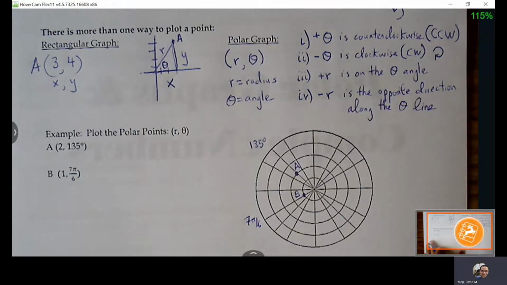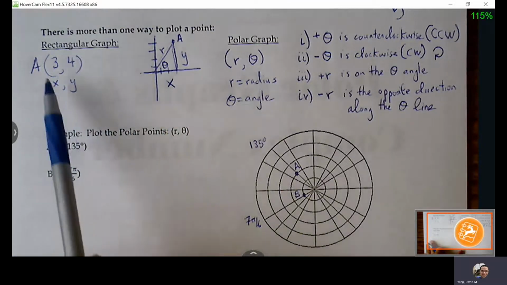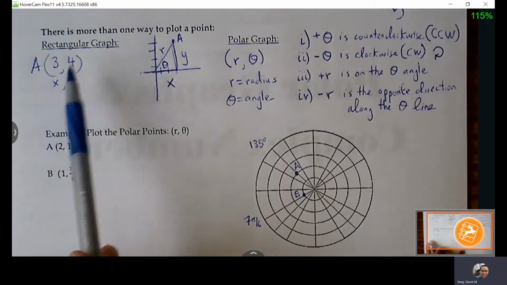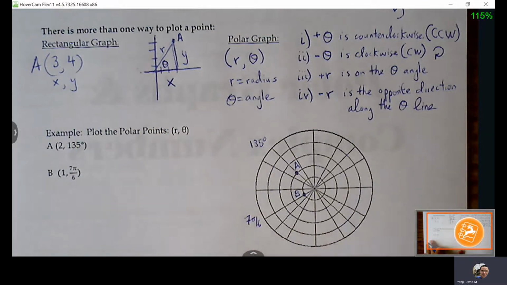All right, so what we're going to discover with polar points is that we're going to have multiple ways of arriving at the same point. It's not quite the case with rectangular graphs, right? Rectangular graphs, there's only one way of getting to a specific point, the X and Y value. But with polar, we're going to have multiple ways to arrive at the same point. Okay, let's talk about that.